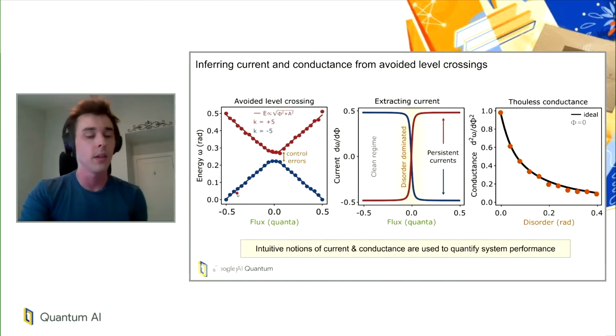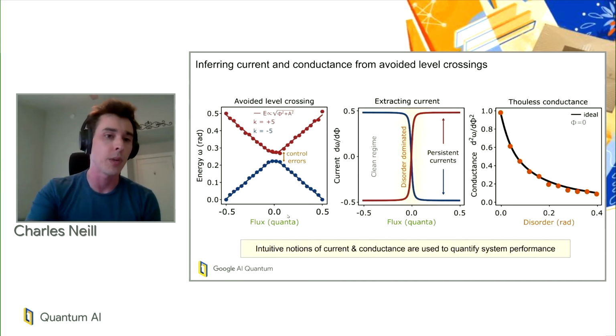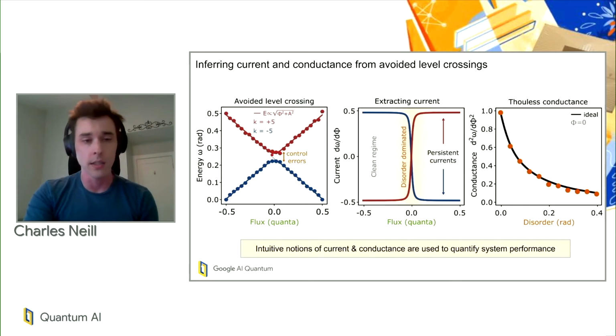So let's look at the first plot. What we're doing here is looking at energy as a function of flux, just as we were doing in the last figure, but I'm now zooming in onto just 2 of the levels to get a very clear picture of what's happening. The data is in the circles, and you can fit this to a very generic model, just a square root of x squared plus y squared. This is what shows up whenever you get close to an avoided level crossing in a spectrum. And you can fit this.